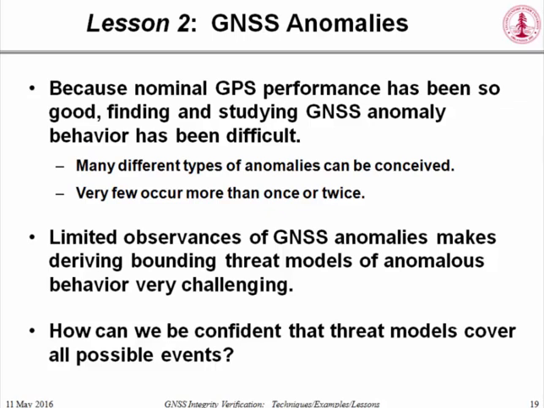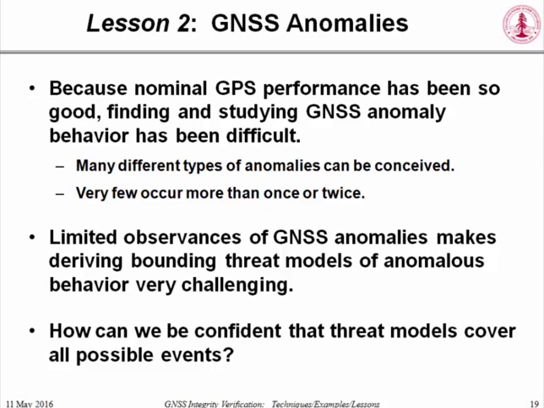So, GPS performance is wonderful, therefore GPS anomalies are rare. They're not so rare that we can neglect them. They still occur more often than our integrity requirement. Their probability is higher than 10 to the minus 7 per approach.